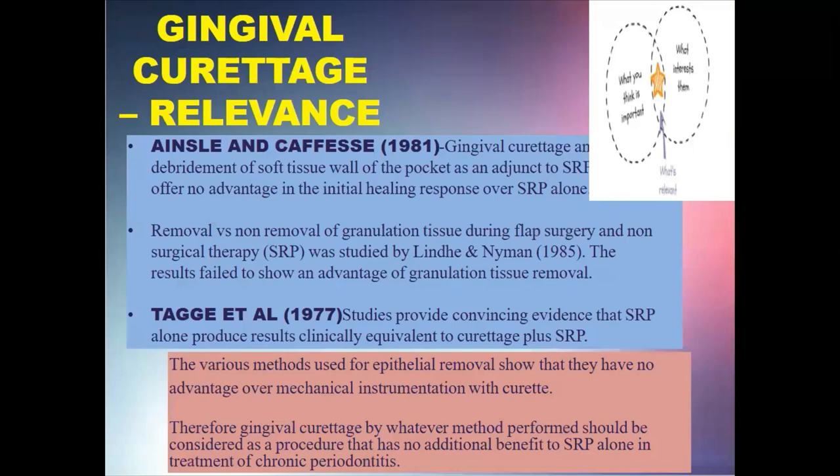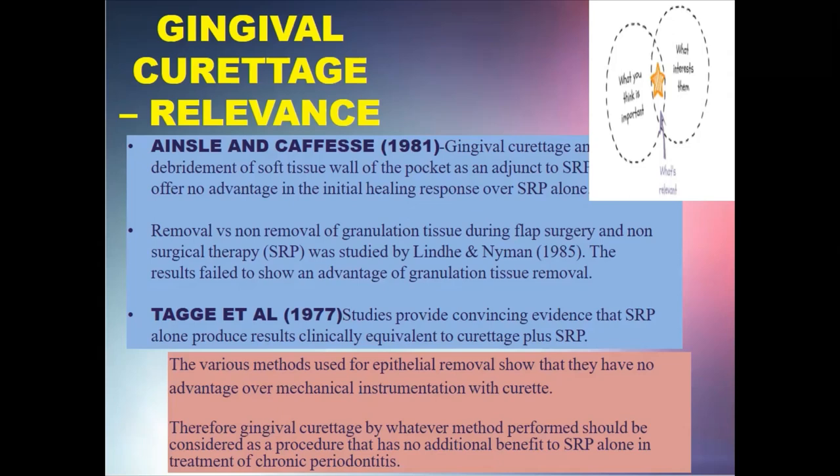However, there have been different studies that have tried to assess the added advantage of gingival curettage over just SRP, or scaling and root planing. They studied removal versus non-removal of the granulation tissue during flap surgery and non-surgical therapy, as found by Linde and Nyman. The results fail to show any added advantage in granulation tissue removal if we do a flap surgery procedure or a non-surgical procedure. The one I was talking to you about is gingival curettage, if it is done in addition to your scaling and root planing procedure.